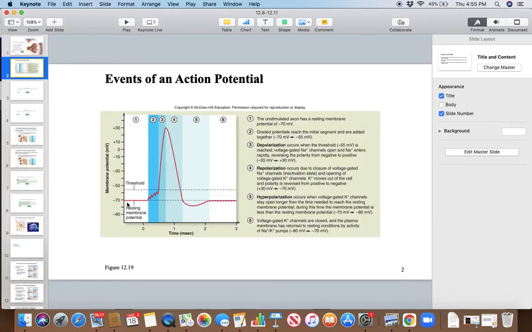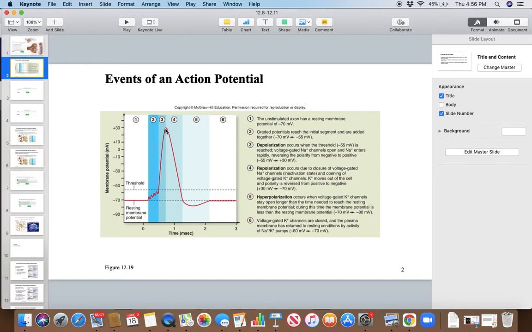Then for the events of an action potential, this is very similar to what we saw in muscles, but with neurons, the resting membrane potential is around minus 70. Something is going to happen to get it towards threshold. These are graded potentials or excitatory postsynaptic potentials. When it reaches threshold, this is the point where the voltage gated sodium channels are going to open. When those sodium channels open, sodium enters. The positive ion entering makes the cell more positive. It goes way up here.